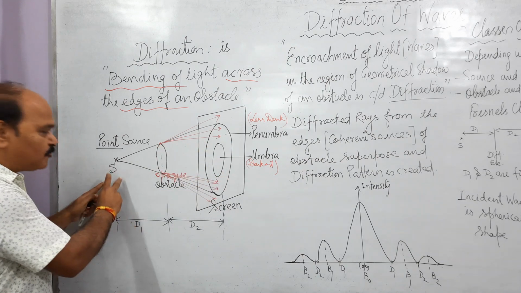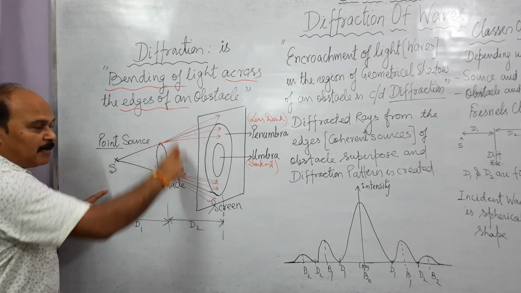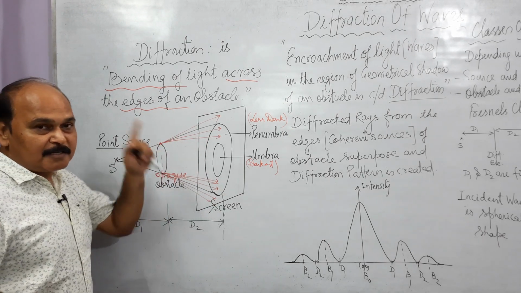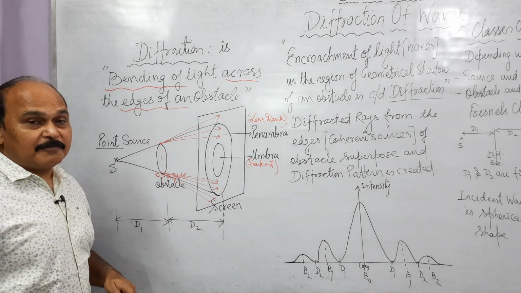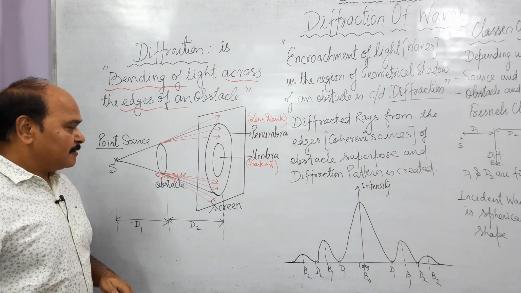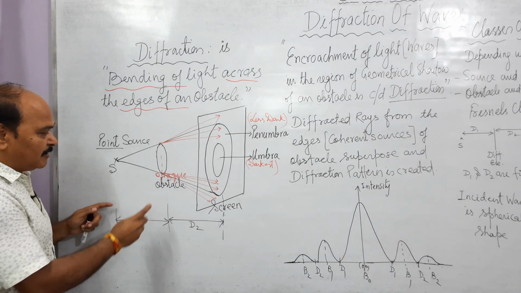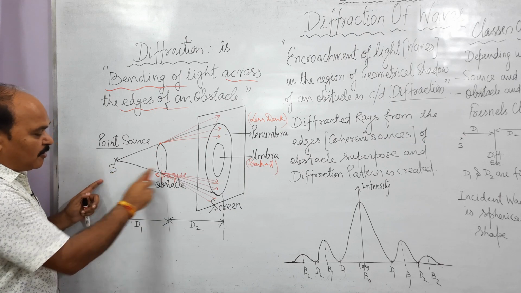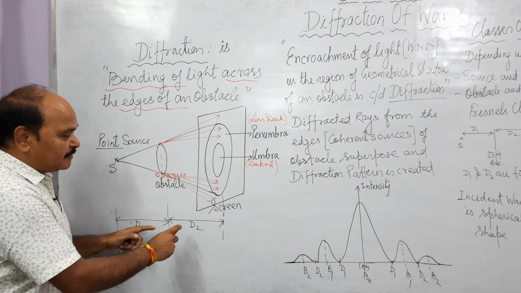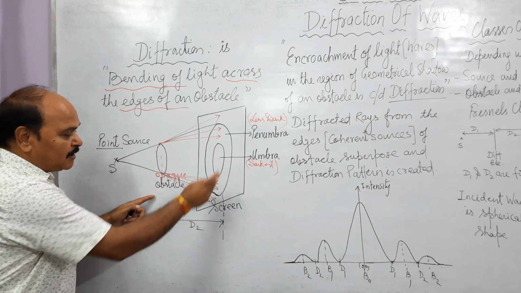But if we have a point source, then the umbra and penumbra which are created are exclusively because of diffraction of light. So in this diffraction, the separation between the source and the obstacle is d1, and the separation between the obstacle and the screen is d2.